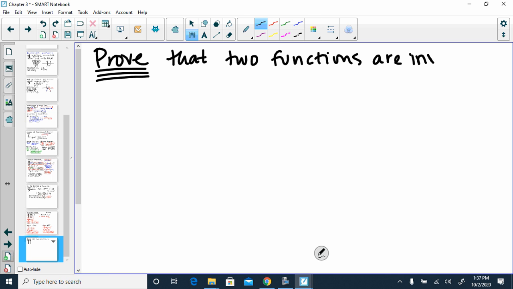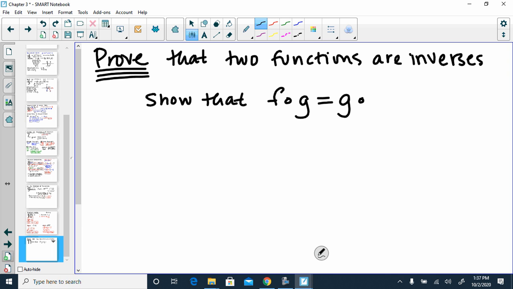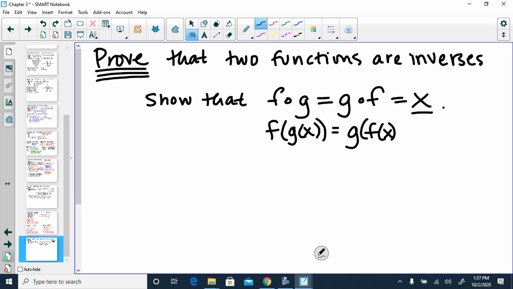All right, this is going to take us back to a couple classes ago. So how do I prove that two functions are actually inverses of each other? Well, you have to show that f of g is exactly the same as g of f, and in fact, those both equal x. Notation-wise, I can do f of g equals g of f equals x. And does that look familiar?